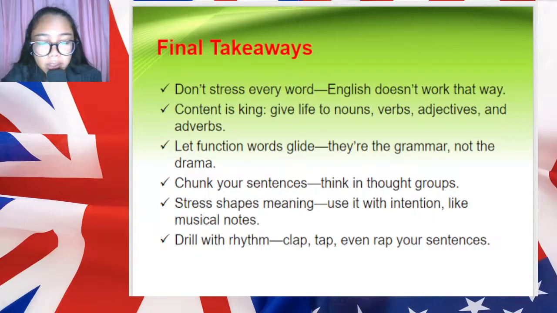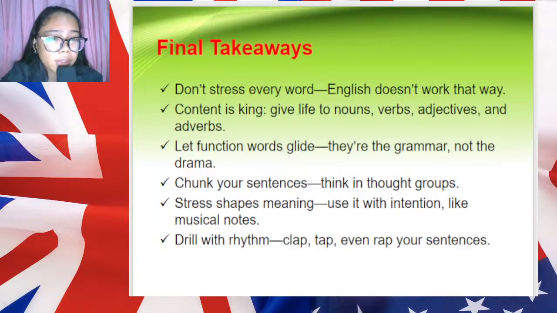Second takeaway: content is king. Give life to nouns, verbs, adjectives, and adverbs. Now, this principle is the cornerstone of effective spoken communication in English. We saw this in our very first activity, content words. Okay? Content words, I'm sorry.